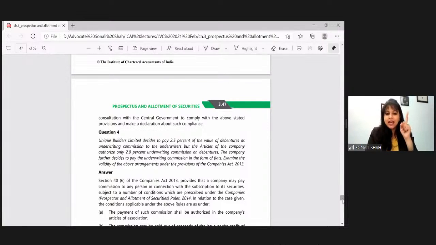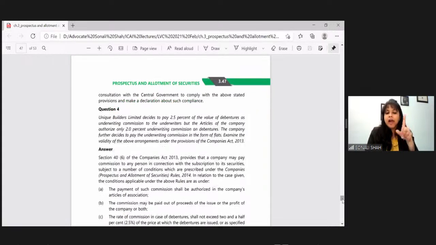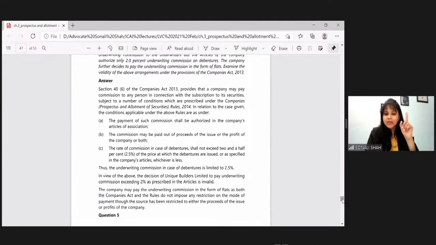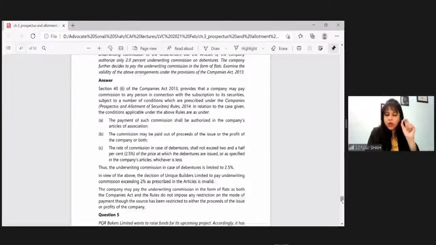So firstly, since the articles of association prescribes the underwriting commission to be 2%, that is the maximum amount that can be paid by way of underwriting commission, right? So the decision of Unique Builder to pay underwriting commission exceeding 2% is invalid. But can the company pay underwriting commission in the form of flat as well as money?